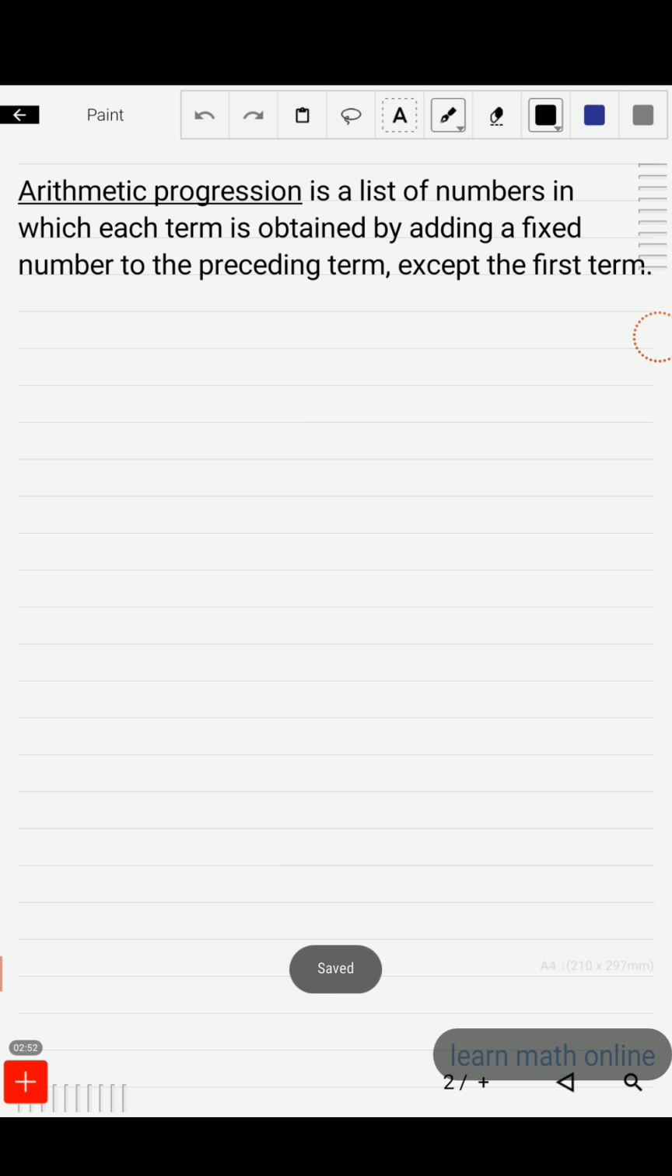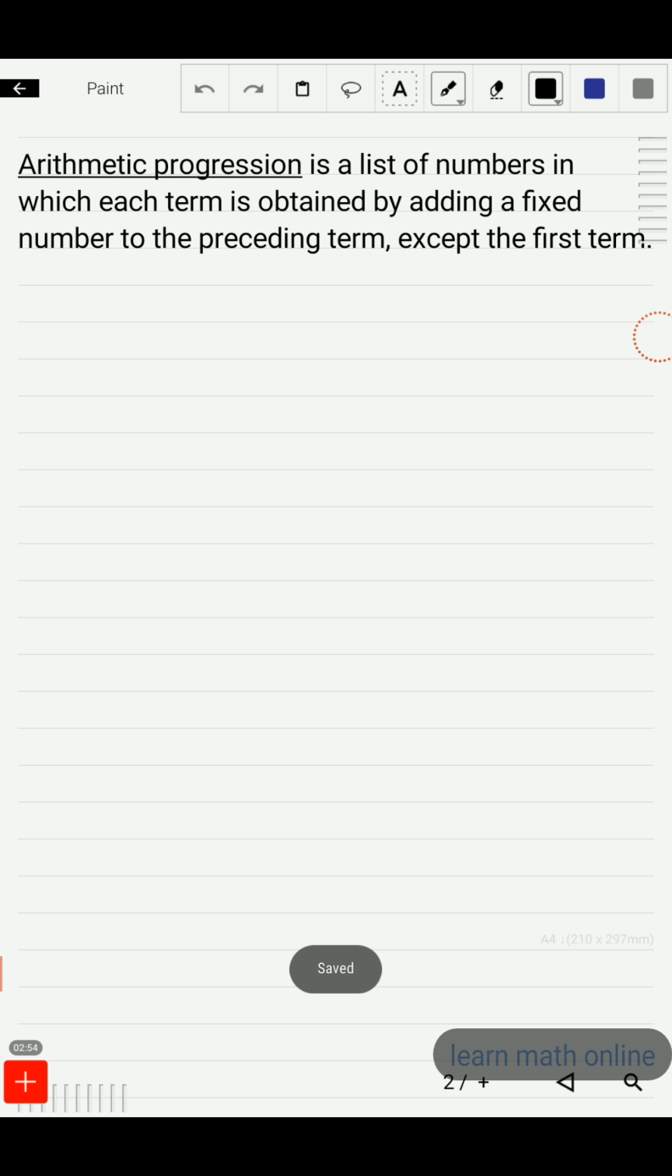I have a definition here. Arithmetic progression is a list of numbers in which each term is obtained by adding a fixed number to the preceding one. Okay. Of course, except the first term. Alright. Let me give you a few examples.